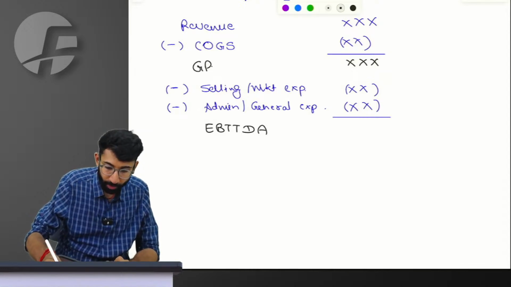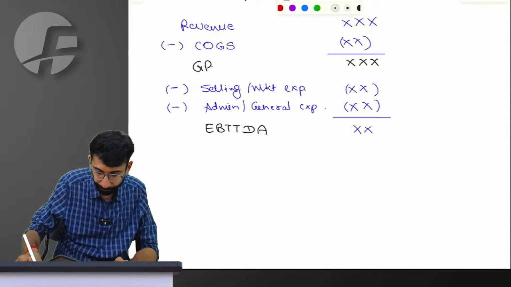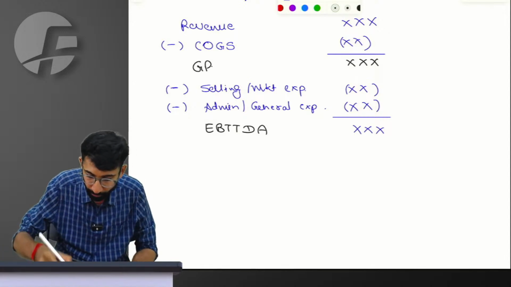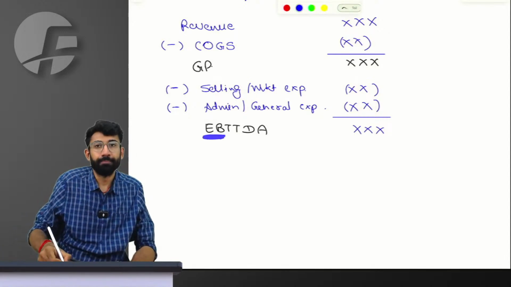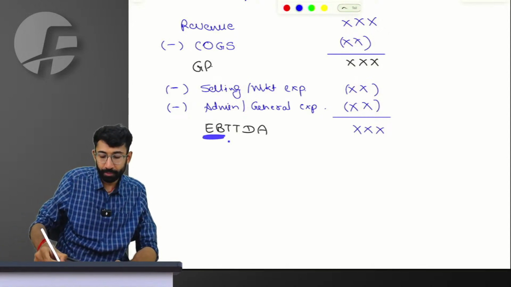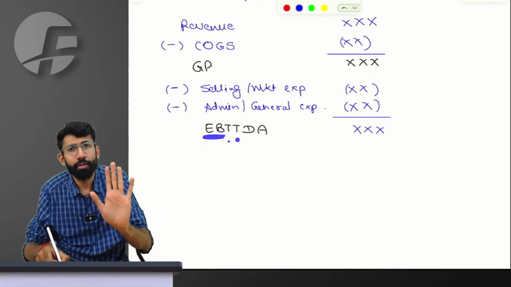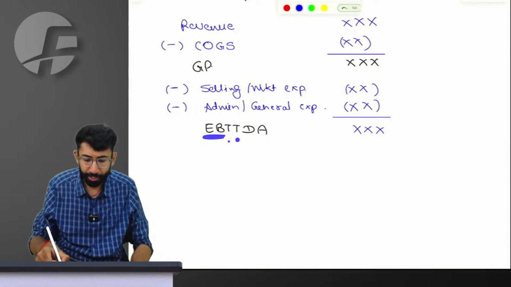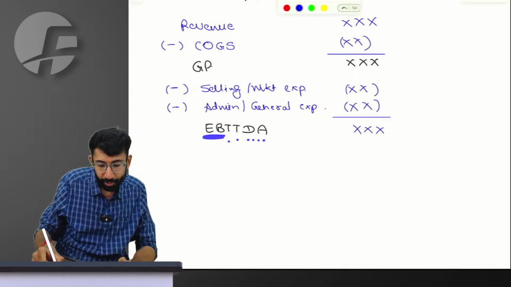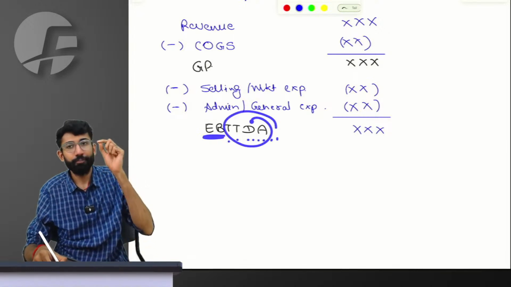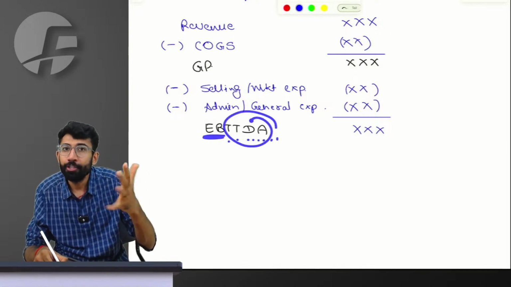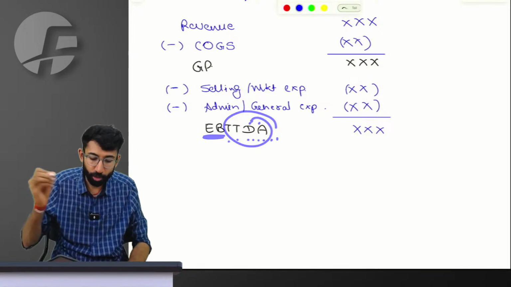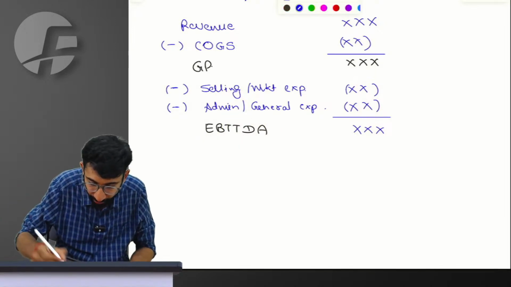People in the class, do you know what is EBITDA? Earnings before interest, tax. EBIT you already know, earnings before interest, tax. Depreciation and amortization, which means if you from your profit do not deduct even depreciation and amortization, the profit you get is called as EBITDA.